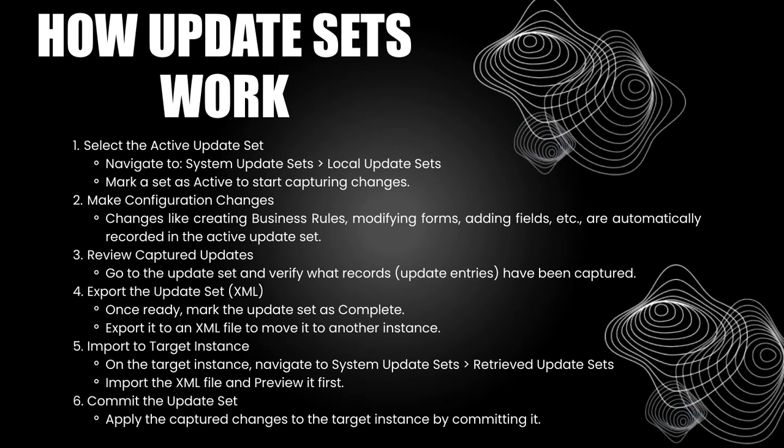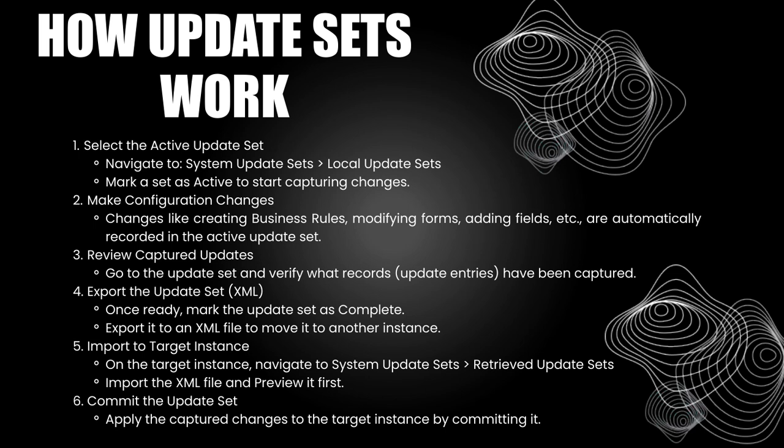Let's start by selecting the active update set. To do this, navigate to System Update Sets and then to Local Update Sets. Once there, you'll want to mark a set as active. This is a crucial step because it tells the system to start capturing any changes you make. Next, make your configuration changes. Think of things like creating new business rules, modifying forms, or adding new fields. These actions are automatically recorded in the active update set, which makes it easy to track what you've changed.